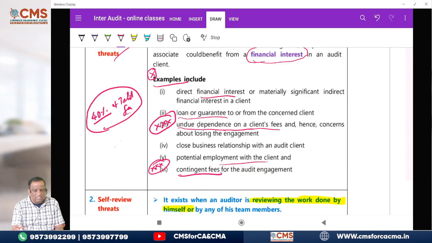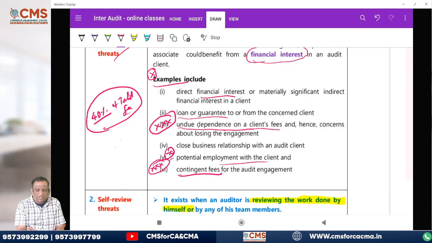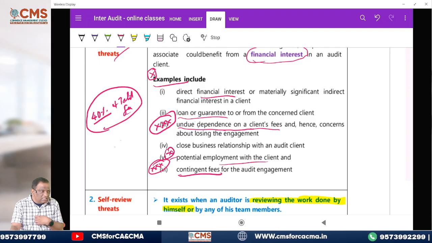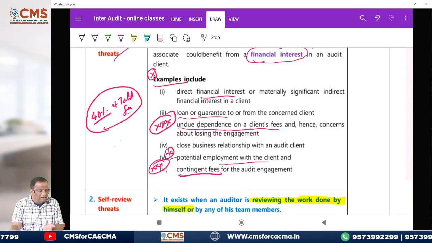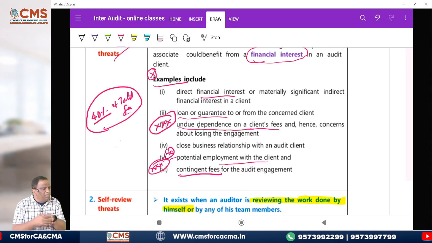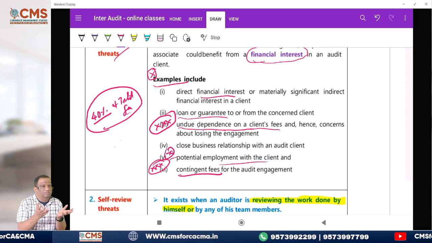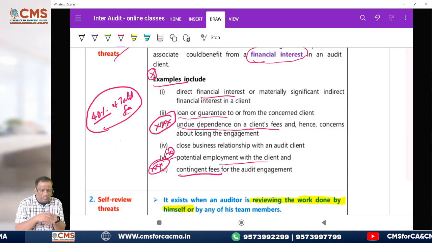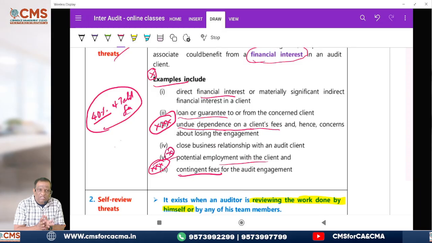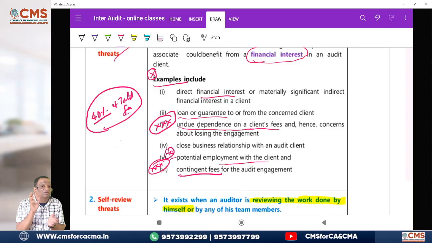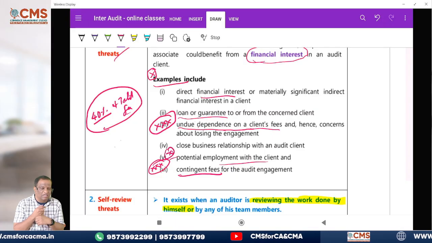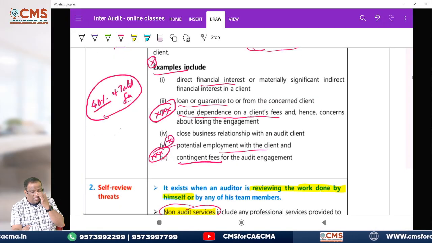And one more he asks in the exam, maybe with one star, is potential employment with the client. Particularly when you are a beginner, not for people like us who have already spent so many hours in practice, but when you are at the beginning of your practice and struggling to get clients and make good money. A client says, when you've gone for an audit, why do you struggle? Come and join me as a CFO, I will give you 2 lakh or 3 lakh per month. Then you get influenced. Because you are looking for future employment with him, you want to please them. You cannot afford to dissatisfy the client. So you compromise.